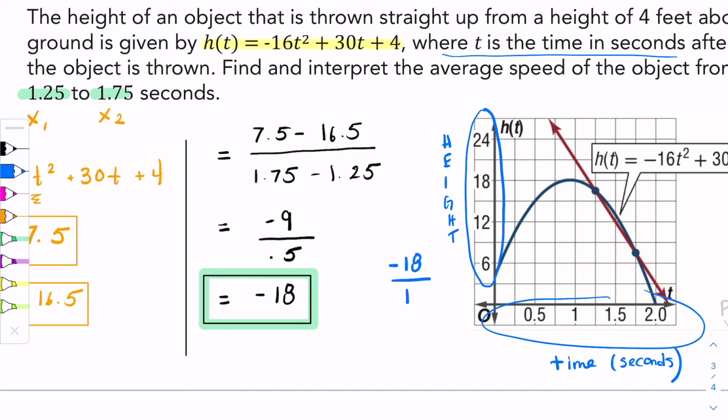So what this is telling us is that the change in y, or negative 18, means the object is falling at a rate of 18 feet per second. So 18 feet being your numerator, and per second, or 1 second, being your denominator. Again, the y variable represents height, the x variable represents time, so that object is falling 18 feet per second.